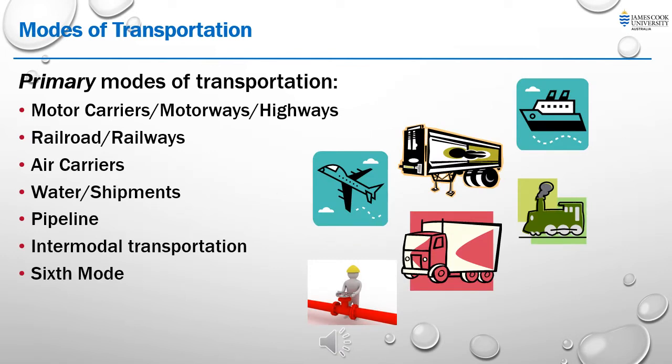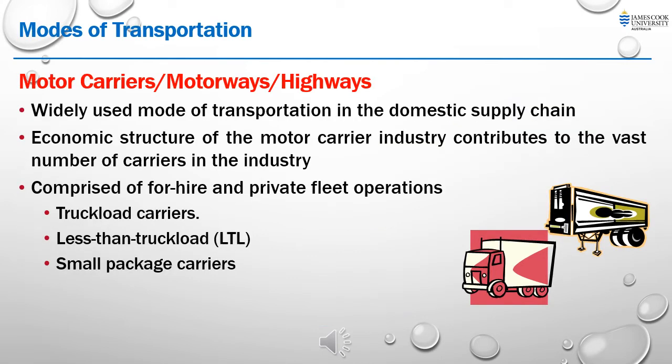Some of the primary modes of transportation are motor carriers, motorways, or highways. Then we have railways or railroads, air carrier, water or shipment, pipeline, and intermodal, as well as the sixth mode. The first mode of transportation is motor carrier, motorways, or highways, a widely used mode of transportation in the domestic supply chain. The economic structure of the motor carrier industry contributes to a vast number of carriers in the industry. It is comprised of for-hire and private fleet operations. There are different methods there: truckload carriers, less than truckload, and also small package carriers.